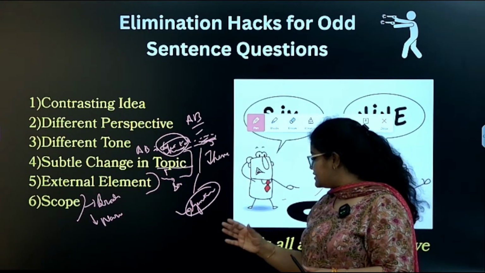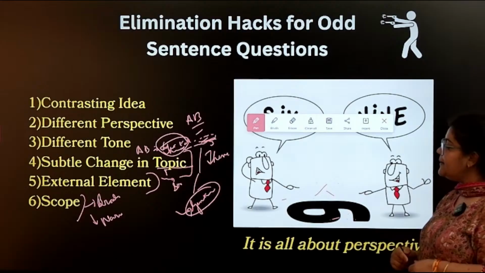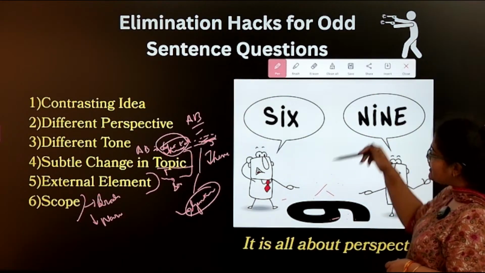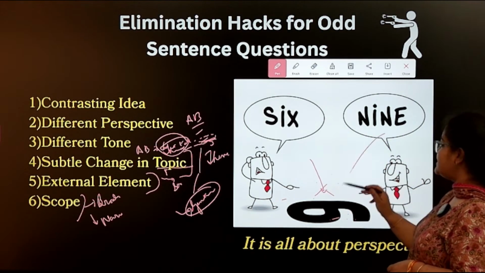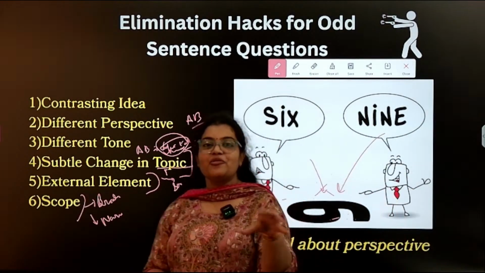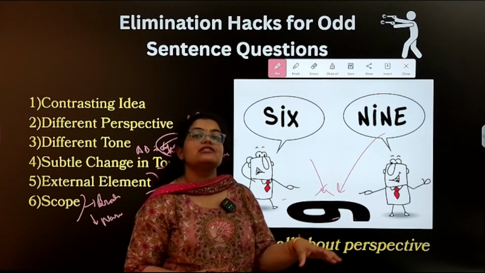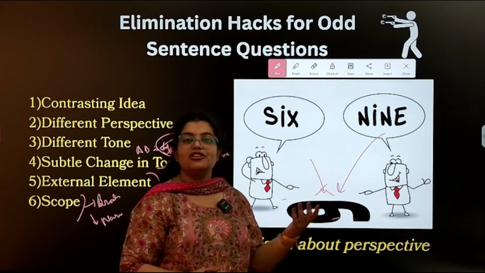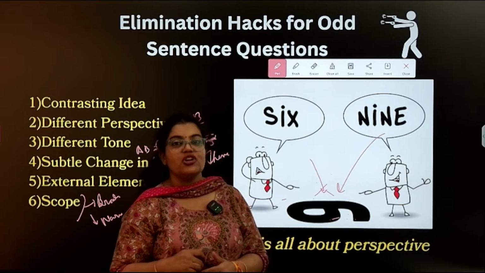So it's all about perspective. Some of you will feel that it's a 6, but for the same sentence, some of you will feel it's a 9. You have to match your perspective to the author's perspective, and then I'm sure you'll be able to come up with the correct answers on odd one out.